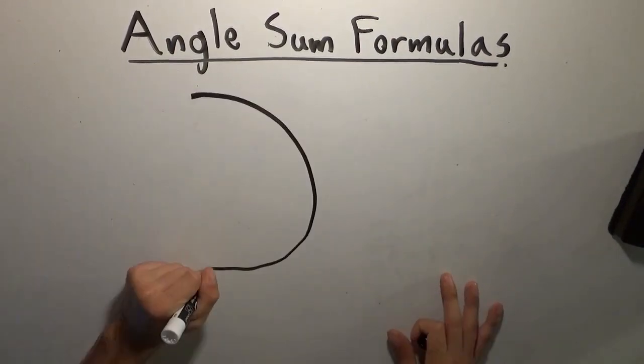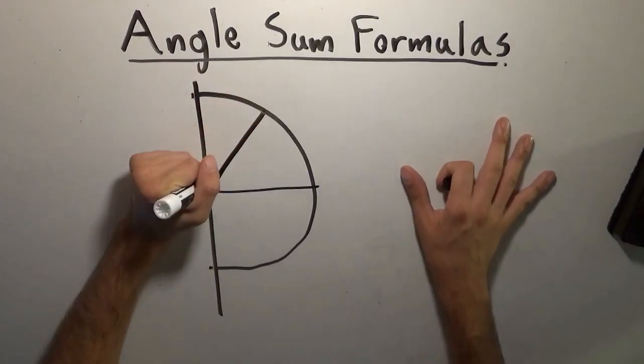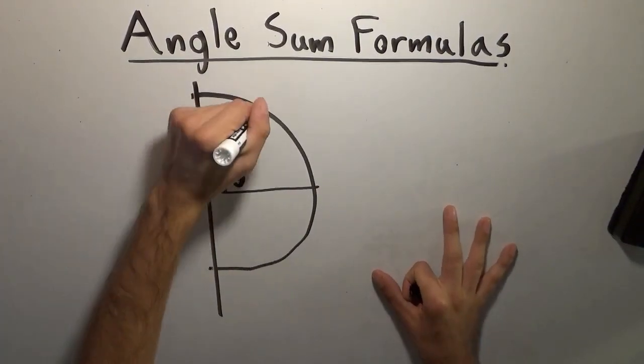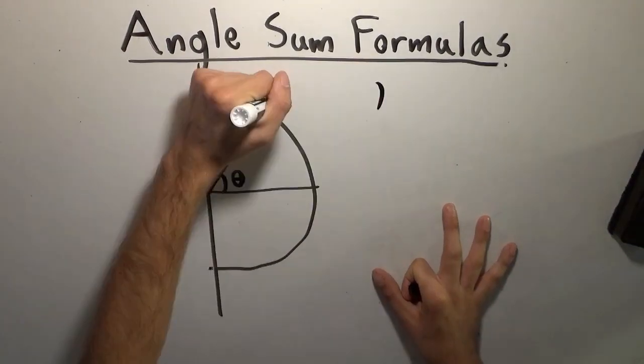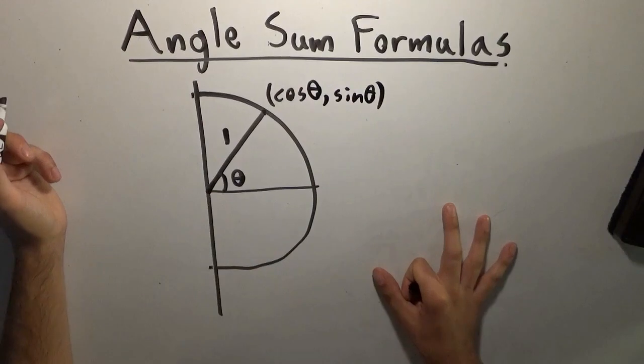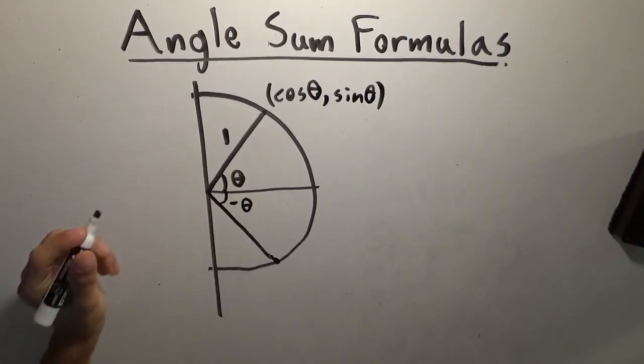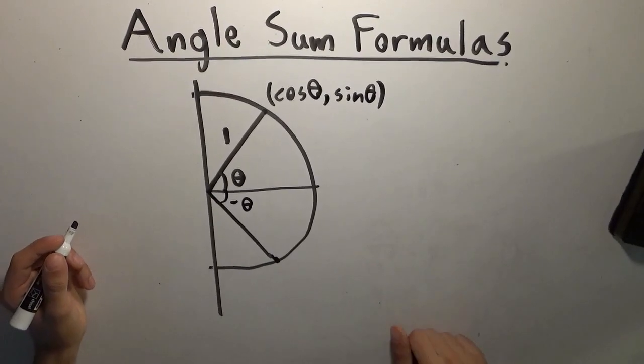If we take a look at the right half of the unit circle, and we imagine some angle theta, and this is 1 because it's the unit circle, then this point right here is the cosine of theta, and the y-coordinate is the sine of theta. And I want you to imagine for a second that we do negative theta, right? So it's the same amount, just in the opposite direction.